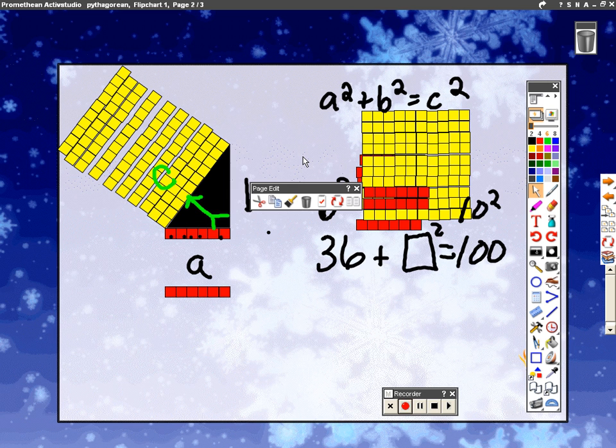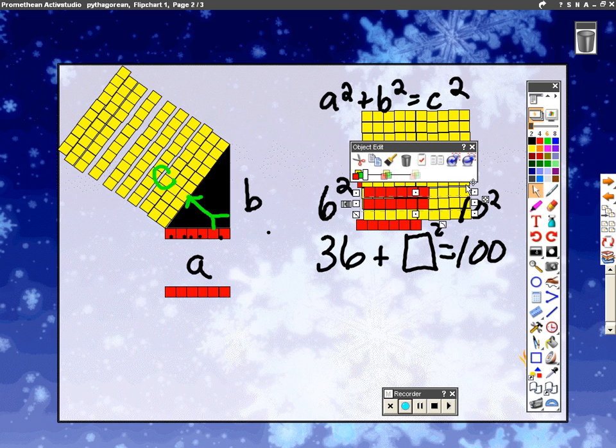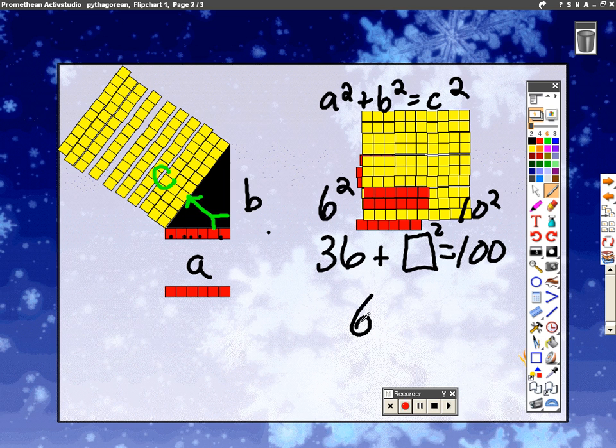So if I count the squares that are left, 1, 2, 3, and so on, up to 64. There are 64 squares left. So I have 64 squares, these little individual squares, to build one larger square.